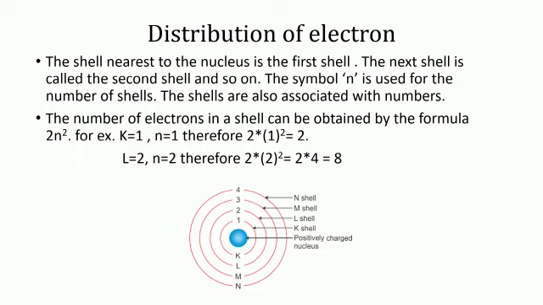Now let's move on to the second shell, that is the L shell. In the L shell, the value of n is 2. We will substitute the value of n into the formula 2n squared and we will get the answer 8. So it deduces that in the L shell only 8 electrons can be added and not more than 8. Similarly, by using the formula 2n squared, in the M shell only 18 electrons can be added and in the N shell only 32 electrons can be added.